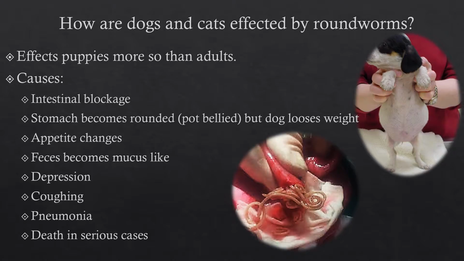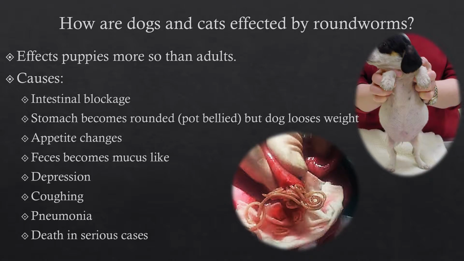nutrients from it. The appetite changes, the feces becomes mucus-like, they become very depressed, they can cough a lot, pneumonia can be caused, and in some serious cases, the animal can die. So the dogs are really just very sick. Their appetite changes. They want to eat more because the worms are eating their food. Their feces become mucus-like because of the interruption in their intestine with the worms.